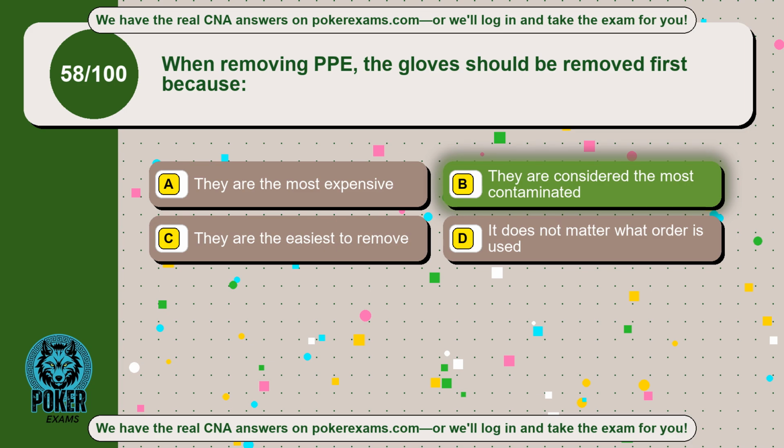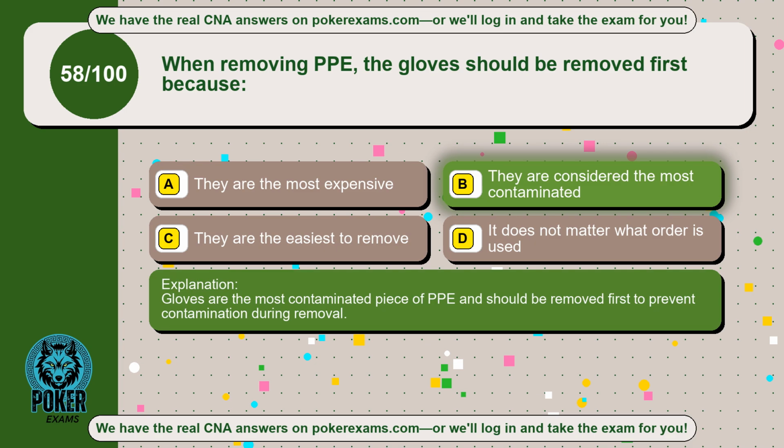They are considered the most contaminated. Gloves are the most contaminated piece of PPE and should be removed first to prevent contamination during removal.